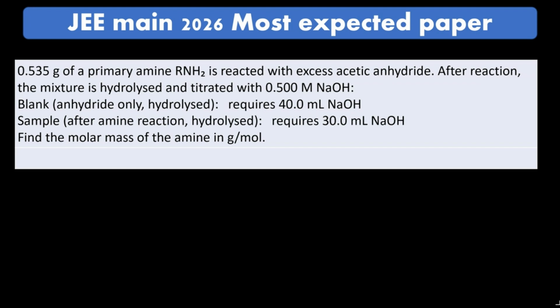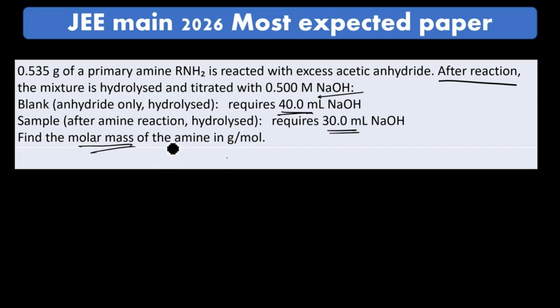0.535 grams of primary amine, RNH2, is reacted with excess of acetic anhydride. After the reaction, the mixture is hydrolyzed and titrated with 0.5 molar NaOH solution. A blank without any reaction, only anhydride that is hydrolyzed, consumes 40 ml of NaOH. After the reaction with amine and hydrolysis, it requires 30 ml of NaOH. Using this data, we are going to find the molar mass of the amine.